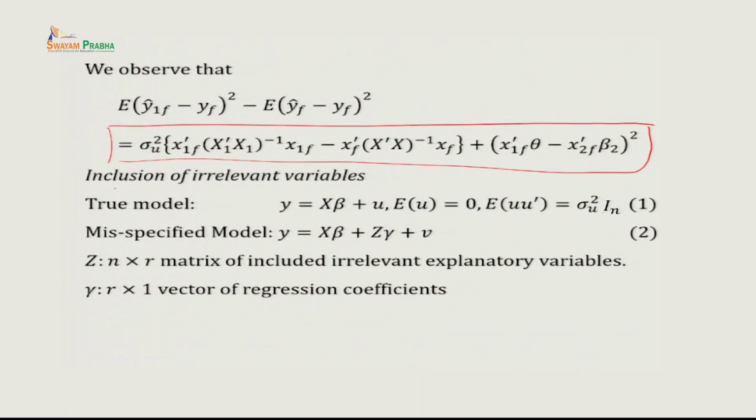Now, we consider the case of inclusion of irrelevant variables. So, this is the true model, and the misspecified model is y equal to x beta plus z gamma plus v. Z is of order n cross r, and Z is the matrix of included irrelevant explanatory variables. Further, gamma is of order r cross 1. This is the vector of regression coefficients corresponding to the irrelevant explanatory variables.